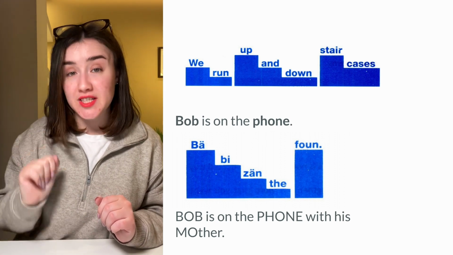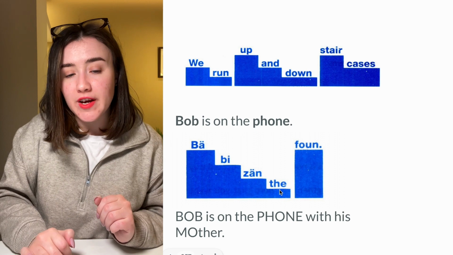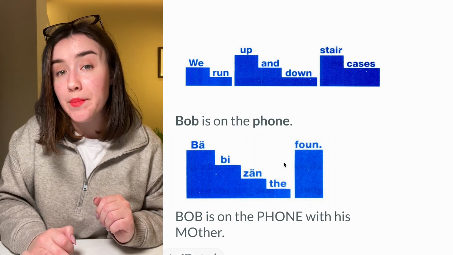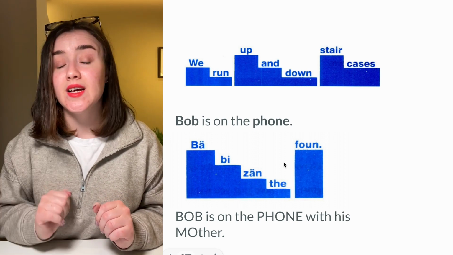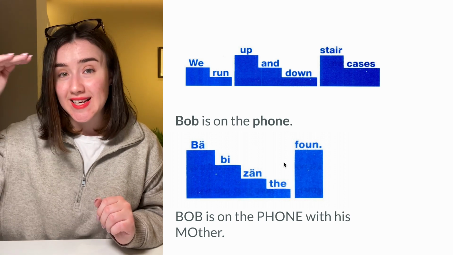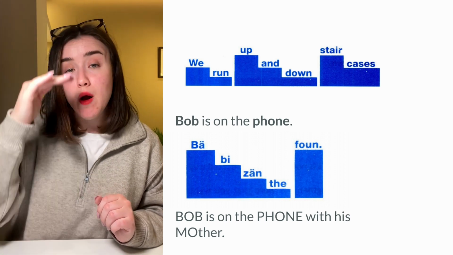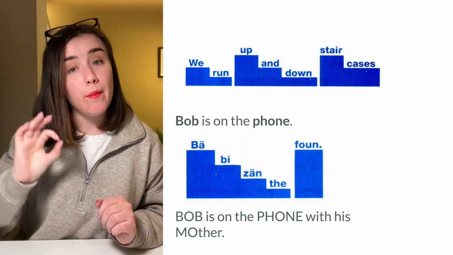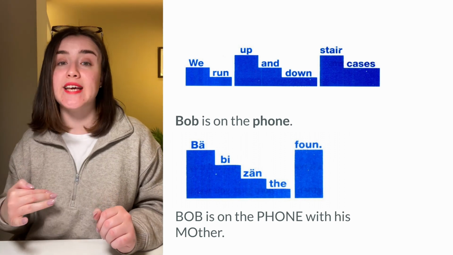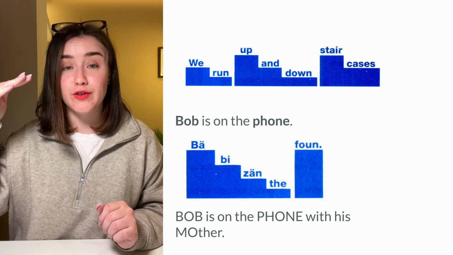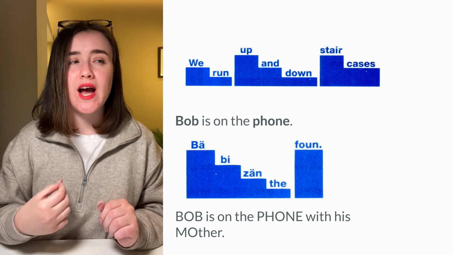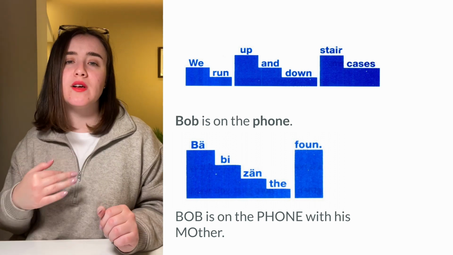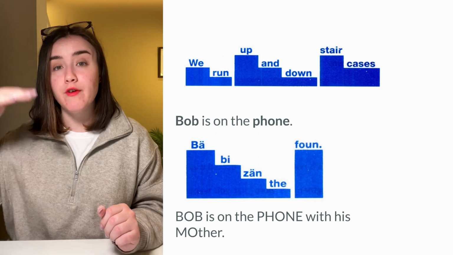Okay? For some people, they don't go to the very bottom. They start going up again to the next staircase. Okay, so Bob is on the phone. Both are fine, but when you're going down and then up for the stressed word, you sound more confident. Bob is on the phone.